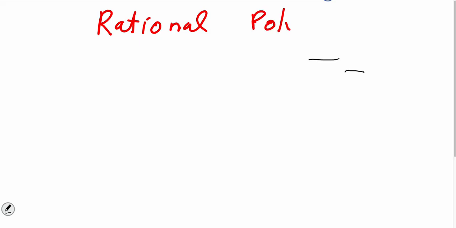So this is 2.6. Again, you're going to see that this is something we've covered in the past. So these are rational polynomials. Do you guys remember what rational means in math?